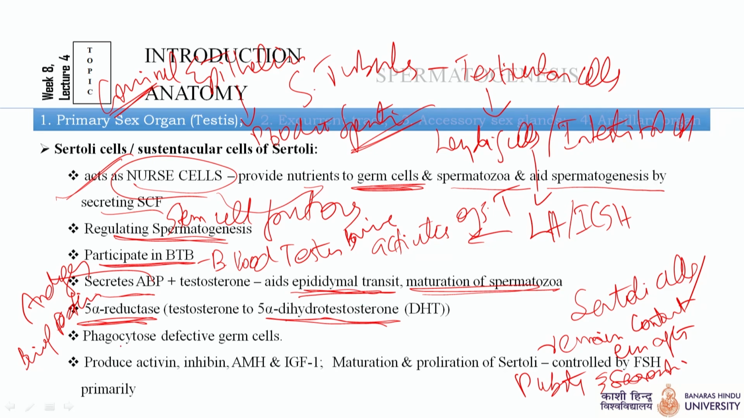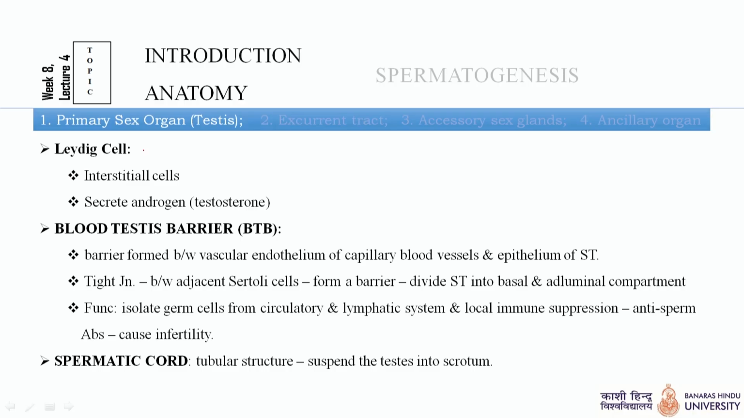Then Sertoli cells phagocytose the defective germ cells, and then produce activin, inhibin, anti-Mullerian hormone and insulin-like growth factor 1. Then it also helps in the maturation and proliferation of the Sertoli cells, controlled by the FSH primarily. So these Sertoli cell functions, whatever we have seen so far, are mainly regulated by the follicle stimulating hormone, or you can say FSH. Then the Leydig cells. The Leydig cells are also called interstitial cells, already we have seen, and the main function is to secrete androgen or testosterone.